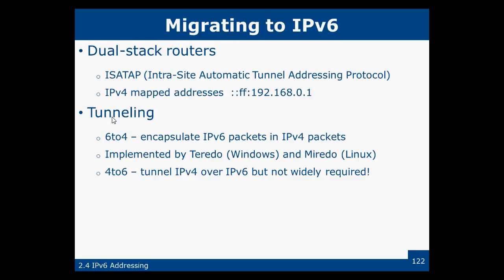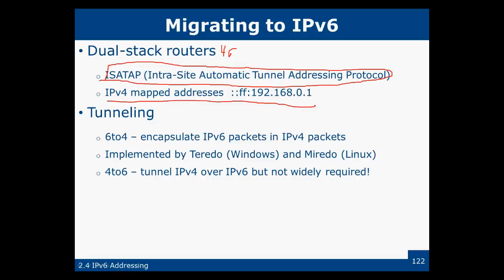Dual stack systems. ISATAP is Intra-Site Automatic Tunneling Address Protocol. What a mouthful. What dual stack means is we have both 4 and 6 running, and if we have to use only one of them, we can do that. We can have IPv4 mapped addresses, going to be ::FFFF: and then whatever the IPv4 address is going to be.